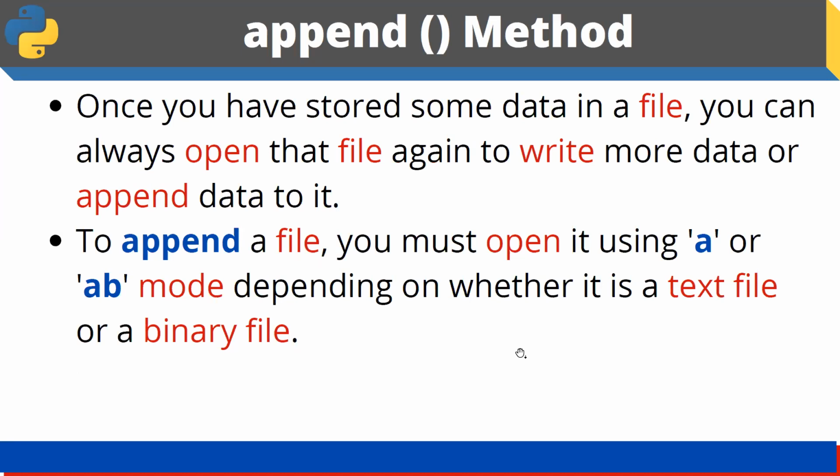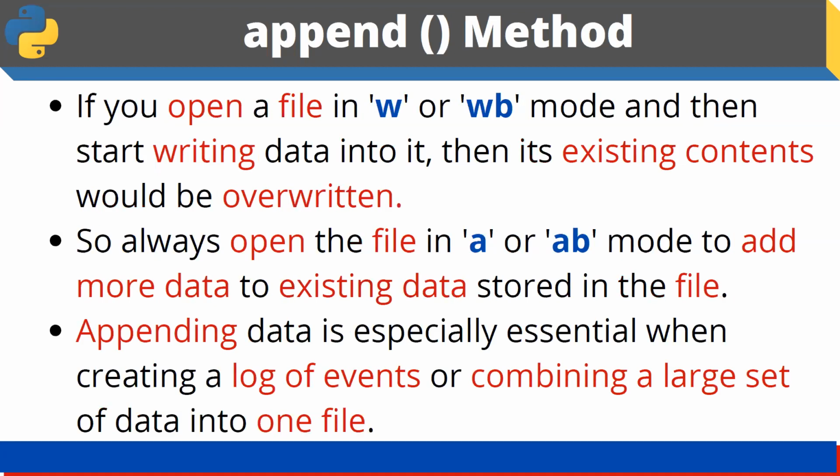Now what is the append method? What is the disadvantage of the write method? If the file already exists, whenever we write, the existing data will be erased. Instead of that, once we have stored some data in a file, we can always open that file again to write more data or append data to it. To append to a file, we must open it using A or AB mode, depending on whether it is a text file or binary file.